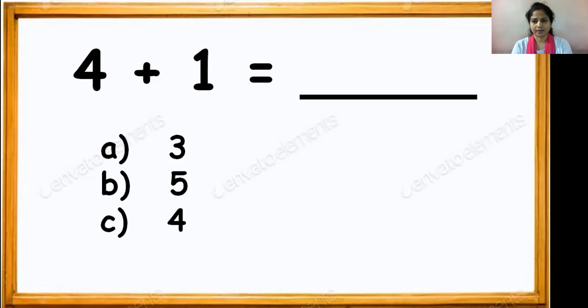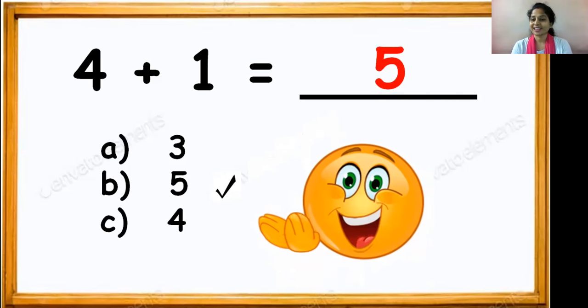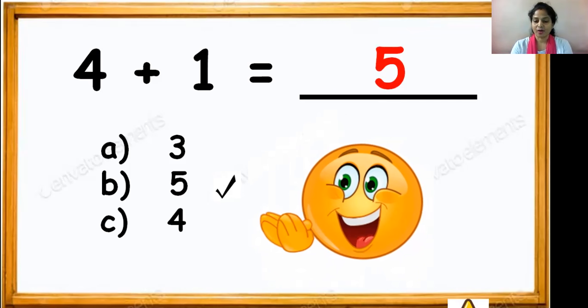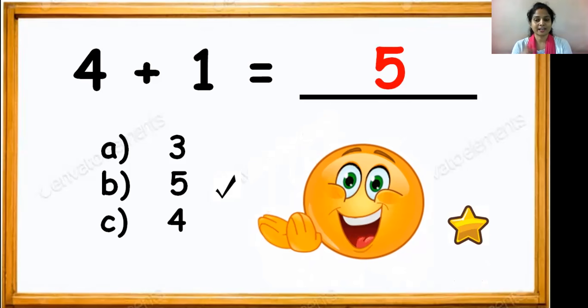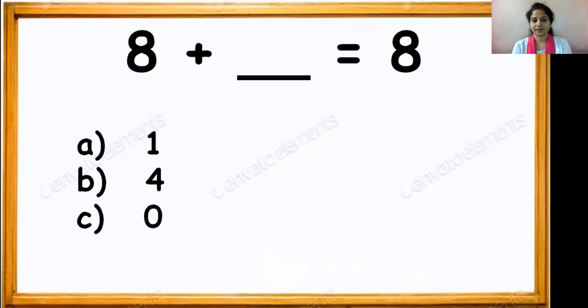Now option A is 3. Tell me, is 3 the next number after 4? What about B? B is 5. Is this 5 the next number? Yes, this 5 is next to number 4. So 4 plus 1 is equal to 5. Yay! Clap yourself. And now you get the star. This is our first star.